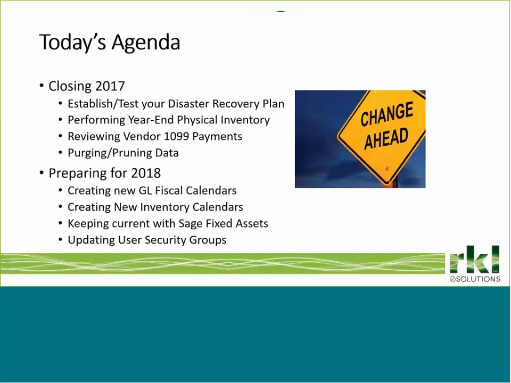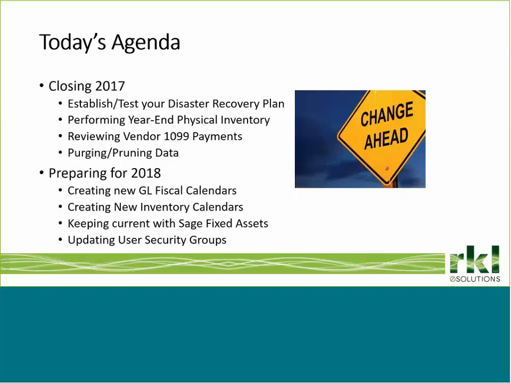Today's agenda, we've got a handful of bullet points here for things that we're going to cover in terms of closing the existing 2017 year and what we need to do to prepare for the coming year for 2018. So we'll talk a little bit about disaster recovery plans. We'll talk about doing your physical inventory, taking care of 1099 payments, and then pruning some data should you wish to do so before wrapping up the 2017 year.